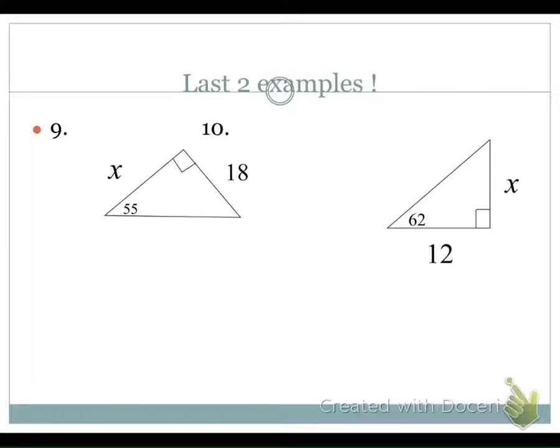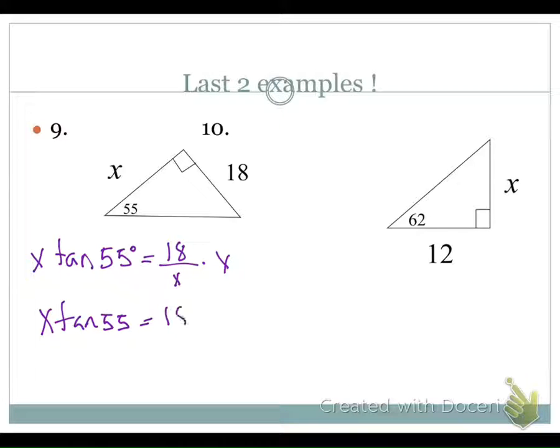Okay, so we have tangent of our angle, which is 55. So tangent of 55. Tangent is opposite, which is the 18, over x. We want to get these on the same side. You multiply each side by x. You end up with x tan of 55 equals 18. So now we've got to divide over by the tangent.